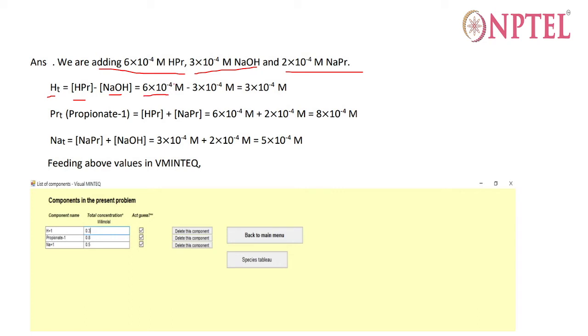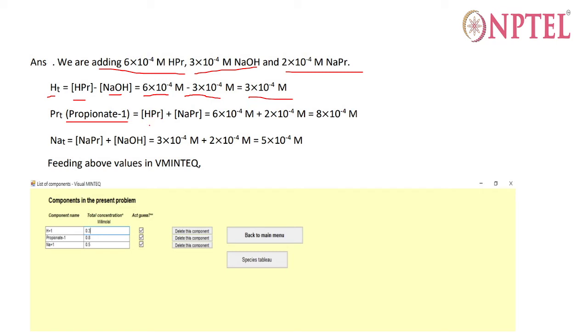So 6 into 10 to the power minus 4 molar, that much H plus was already present. Now how much did it get reduced? That is 3 into 10 to the power minus 4. That much is neutralized. So I am doing this subtraction, and I get how much total H is present in any form in that water. So I'm getting 10 to the power minus 4 molar. In case of propanoate, what is the concentration?